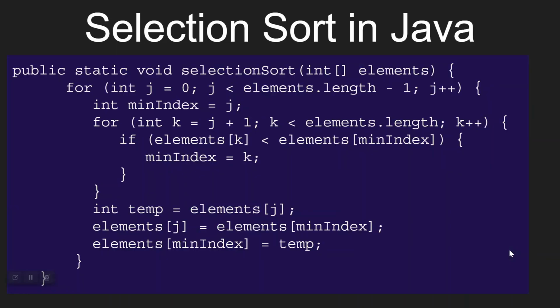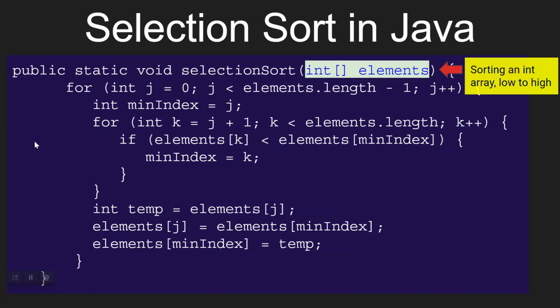What you see right here is the actual selection sort program code in Java. So let's go ahead and walk through it. We're going to be sorting an integer array from low to high. So that's our parameter being passed in, called elements.